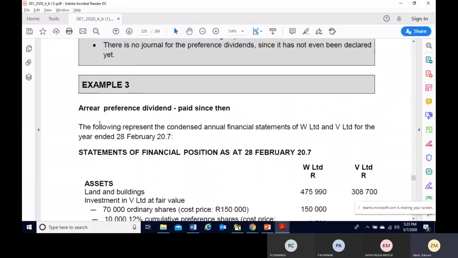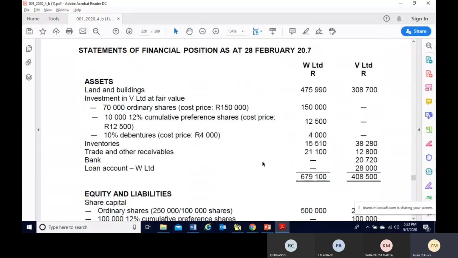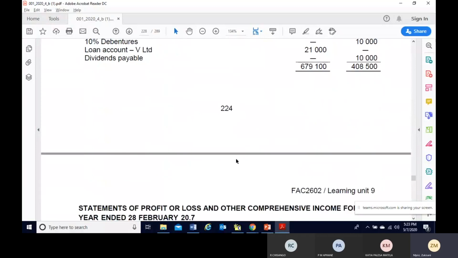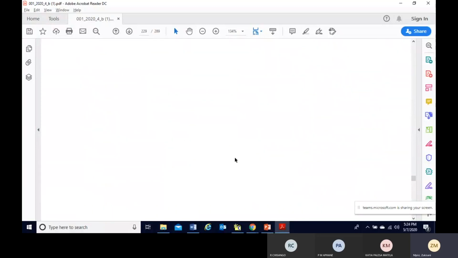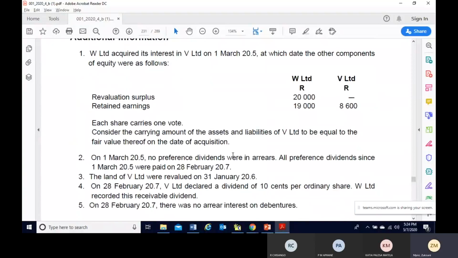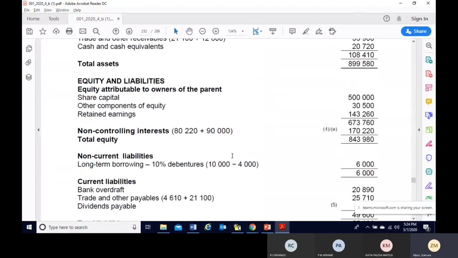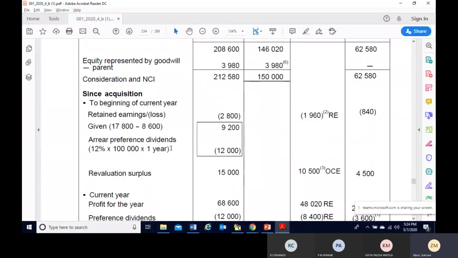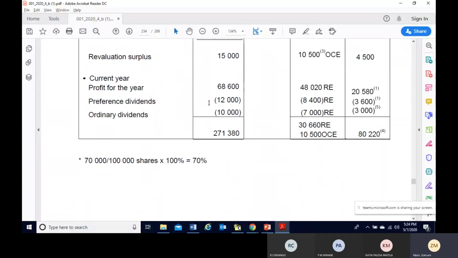Example 3, it's about arrear preference dividend paid since then. So the preference is 12%. You only have that of a subsidiary, which means that's 12% times 100,000, which is 12,000. So in your analysis of equity, you're going to have arrear preference dividends of 12,000, which was not paid the previous year, and which is now paid in the current year. It was declared, it was not paid, it was only paid in the current year.